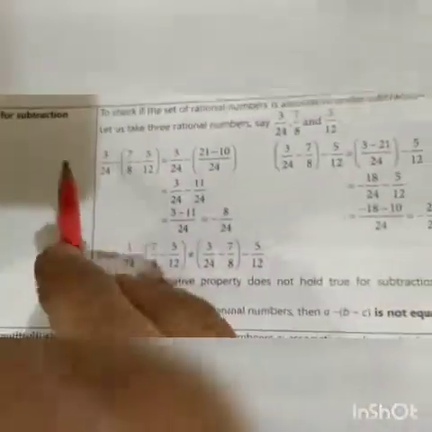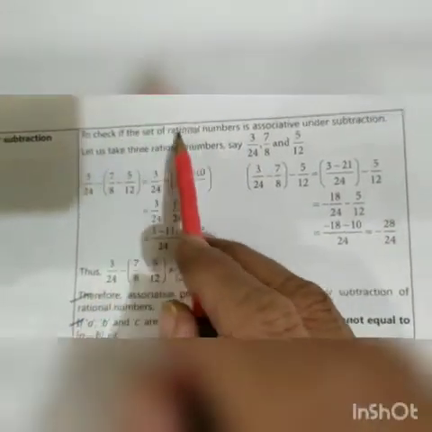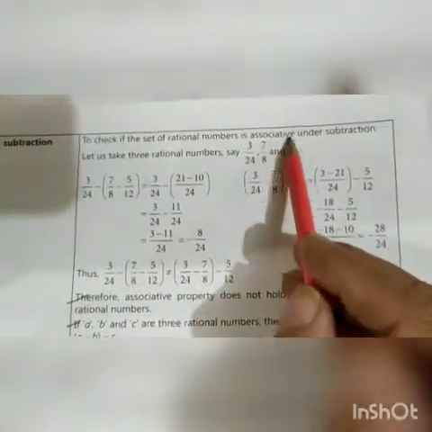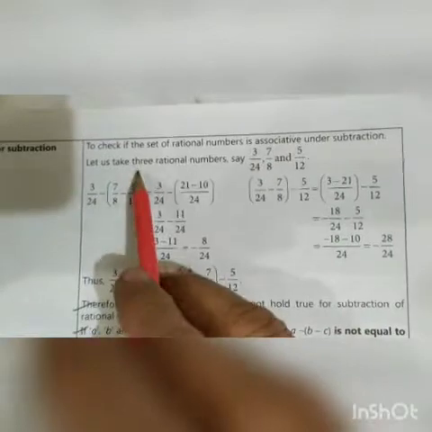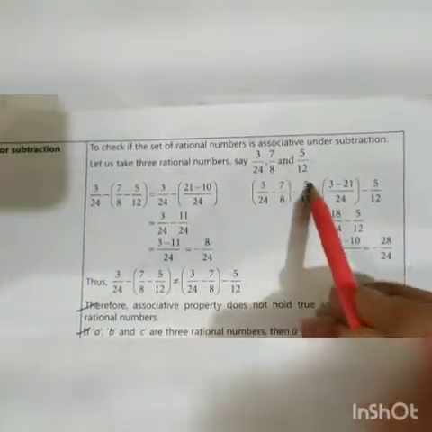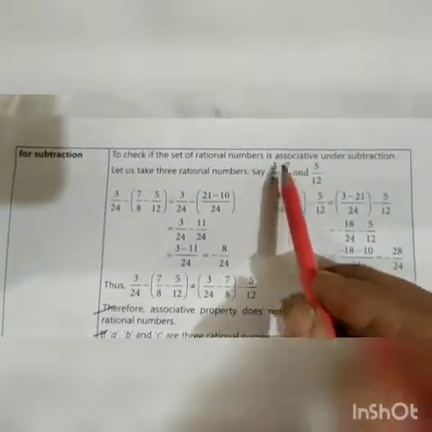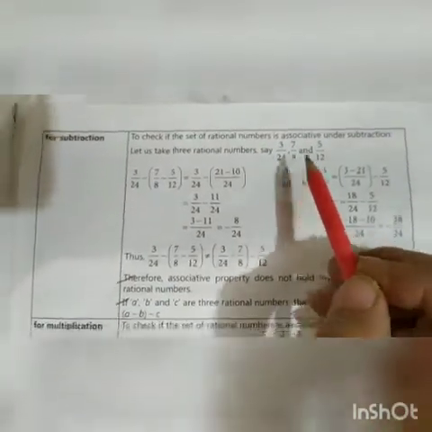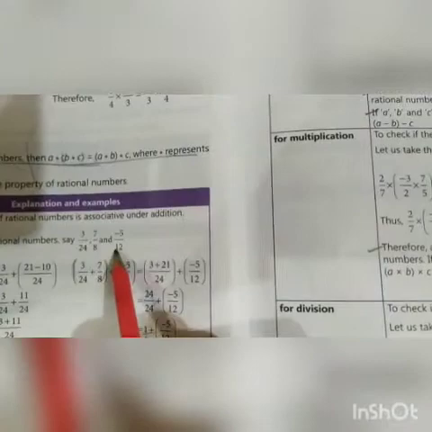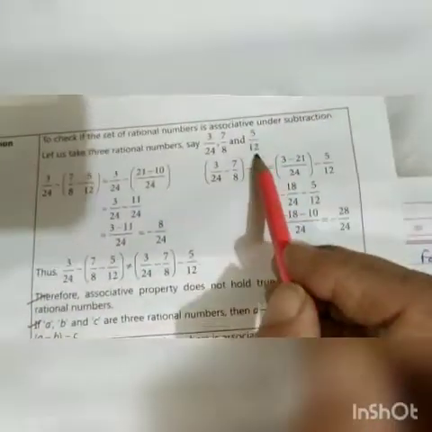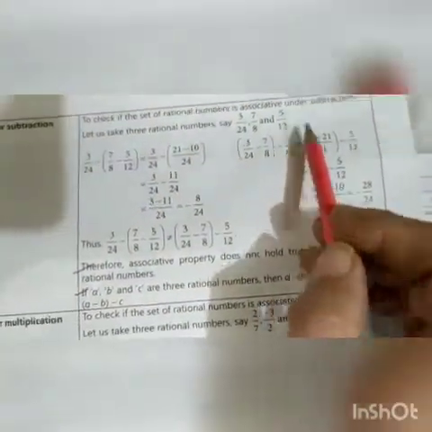Clear? Now come to subtraction. To check if the set of rational numbers is associative under subtraction, let us take three rational numbers, again. Not the same ones this time. We are taking 3/24, 7/8, and here we were taking minus 5/12, here we will take 5/12. Clear? So we are taking subtraction.